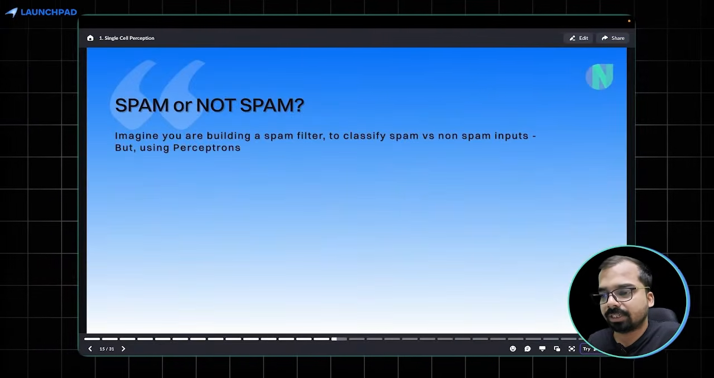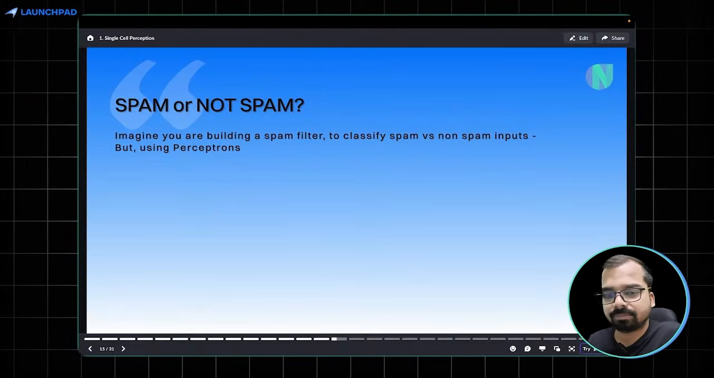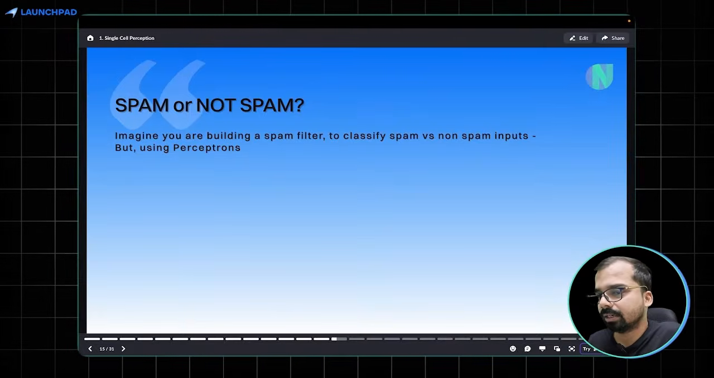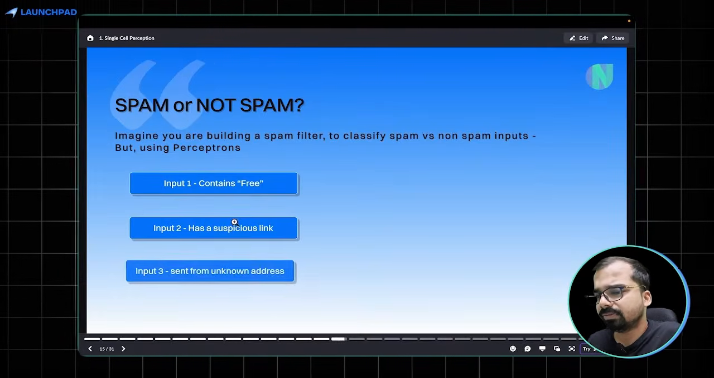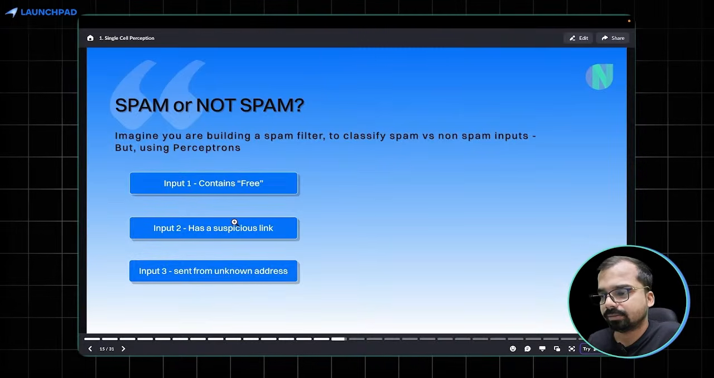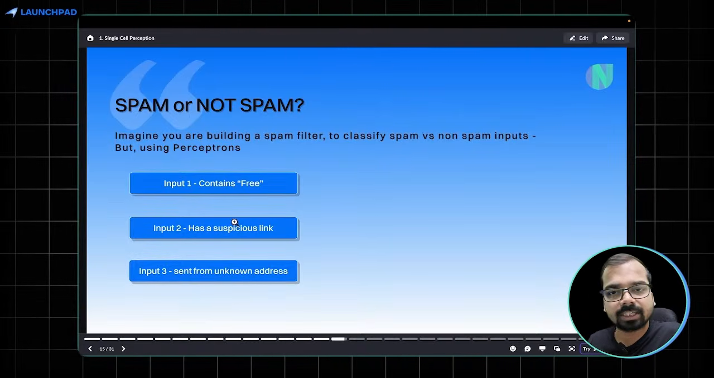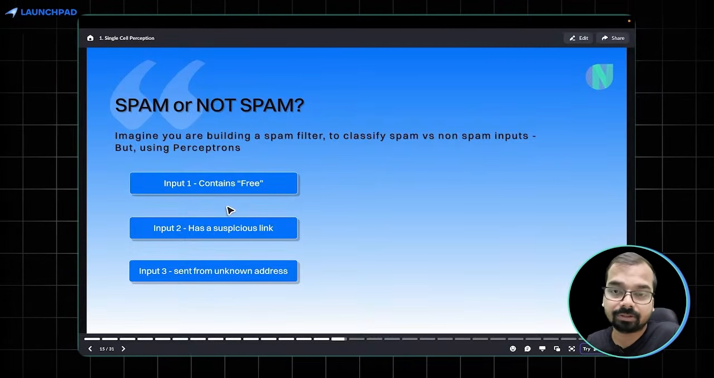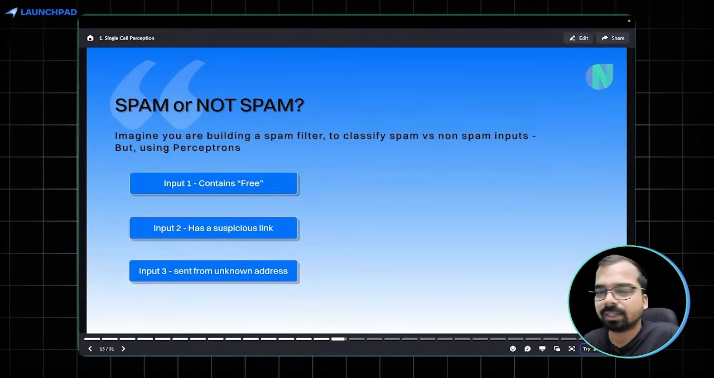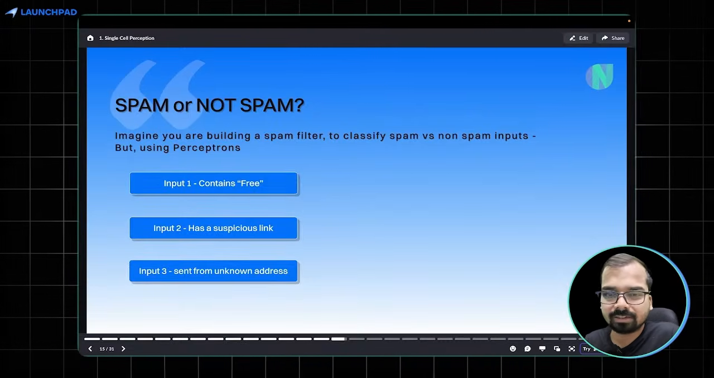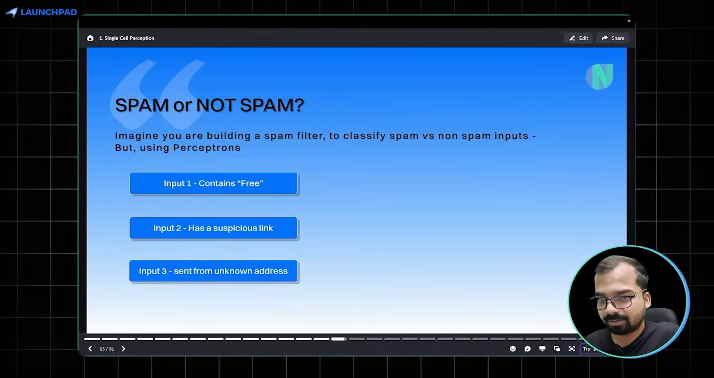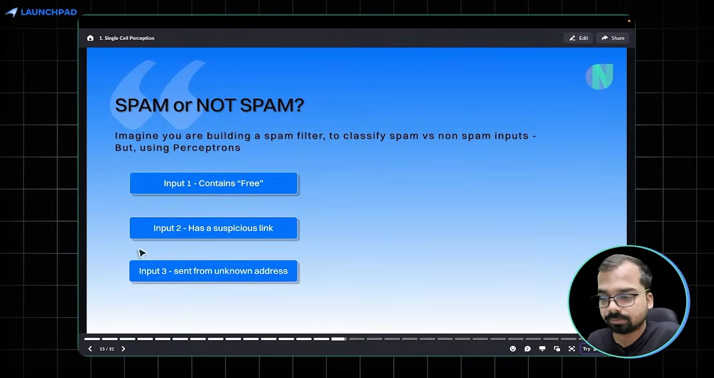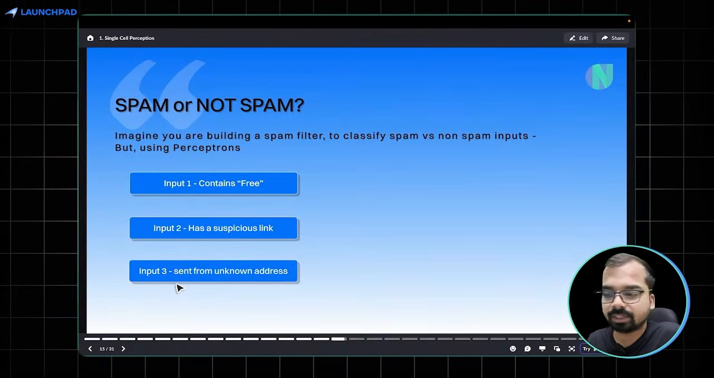So let's see the perceptron in action. Let's say we are building a spam versus not spam classifier. What could be the different types of inputs that determine whether the email is spam or not? The first input could be whether the email contains the word free or not. In a lot of scenarios you have, give me 500 rupees, I'll give you 1000 rupees next month. That is a spam email, right? Then it might have a suspicious link, that is my input 2. Then it might be sent from an unknown address, that is input 3.